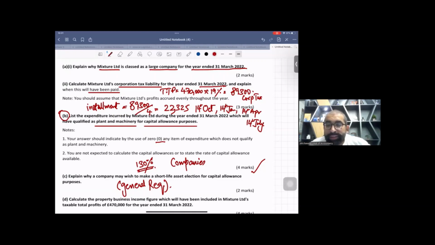Kindly write in the chat box, did you understand this 130% point? Because we are doing a companies question, not individual. For individuals, there is no 130%, but for companies, there is a 130% super deduction. Please tell me, did you get it, or have you done the course or not? Or are you still taking the classes?